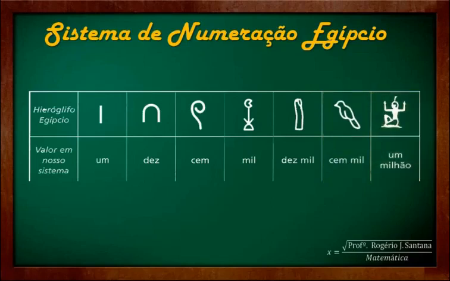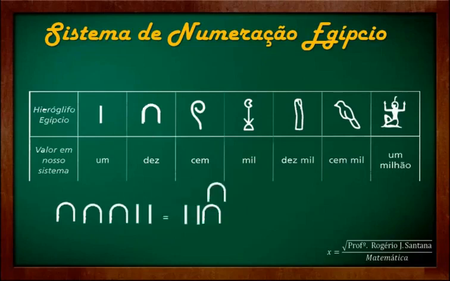The Egyptian system was not positional, so we could write the quantity 32 in a variety of ways. Just join 3 heels and 2 sticks, or 2 sticks and 3 heels. Any other order containing these same representations would represent the number 32 anyway. This made calculations very difficult.